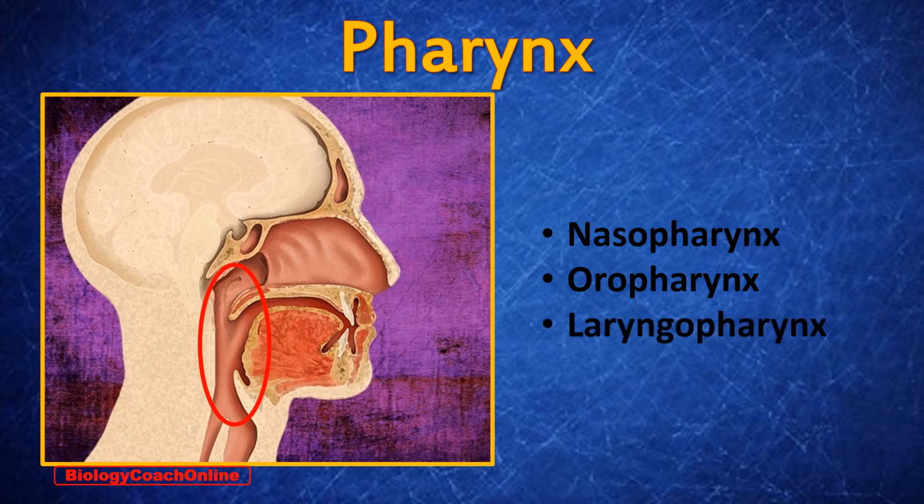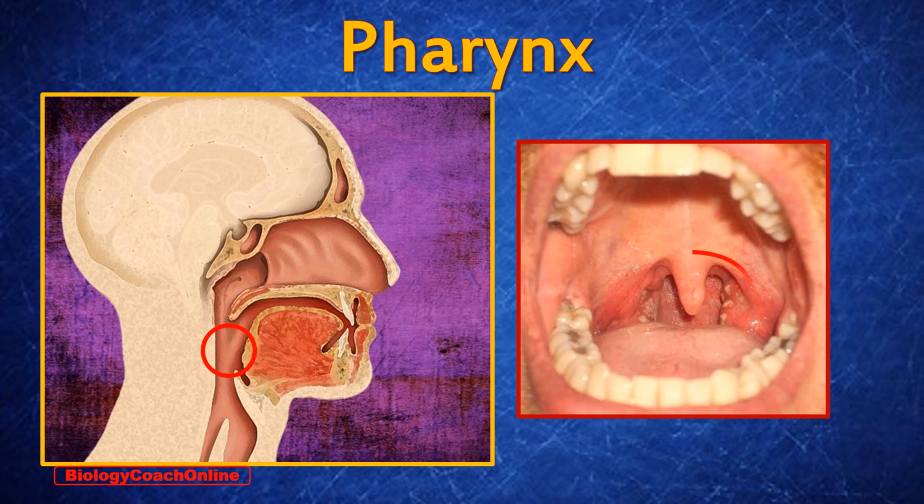Now the nasopharynx, that's the nasal portion of the pharynx, includes the area of the internal nares to just posterior to the soft palate. And here is your soft palate. The oropharynx, that's the oral portion of the pharynx, includes the area between the soft palate and the base of the tongue, this area here. You can see your oropharynx by looking in a mirror and opening your mouth.